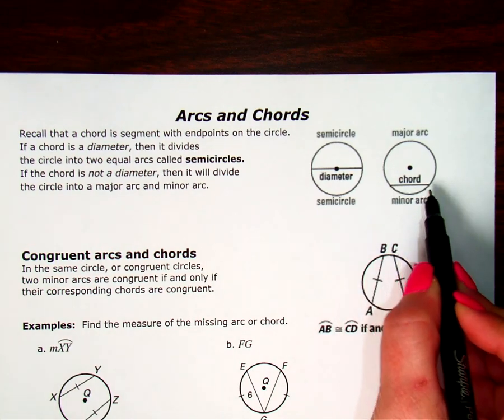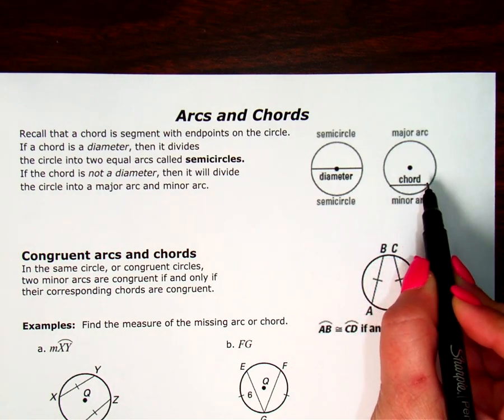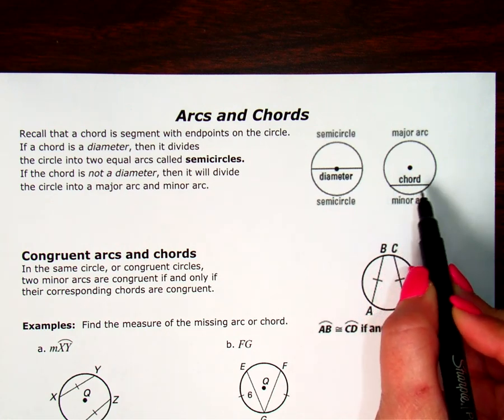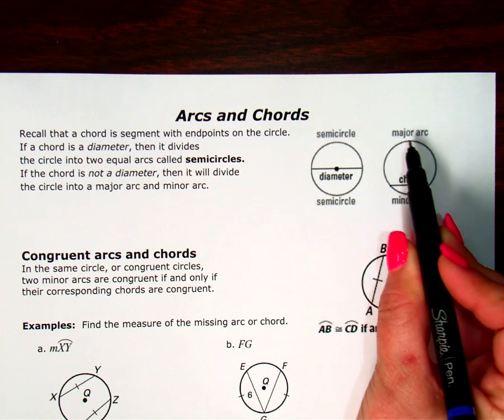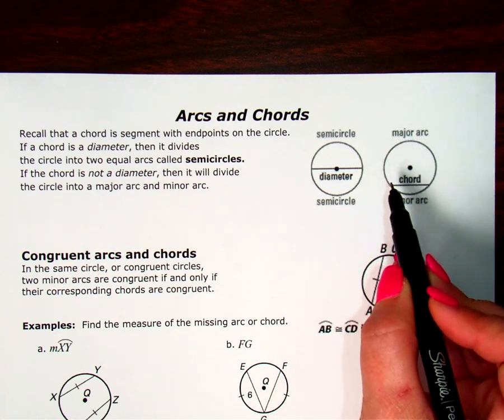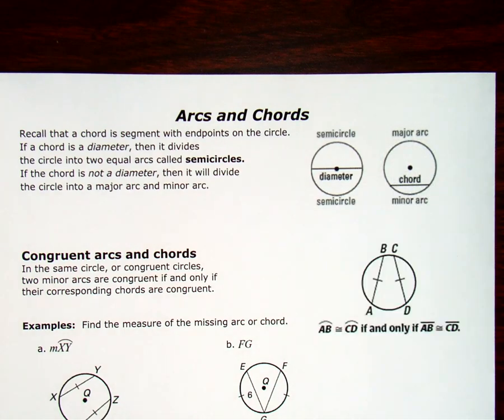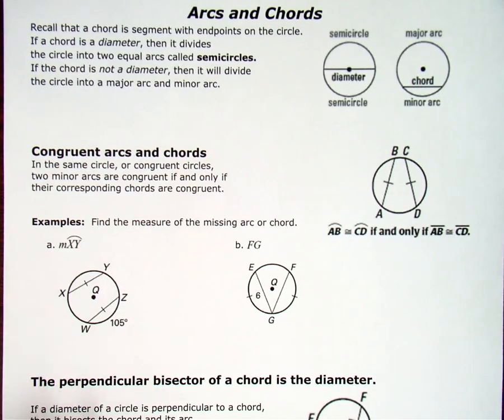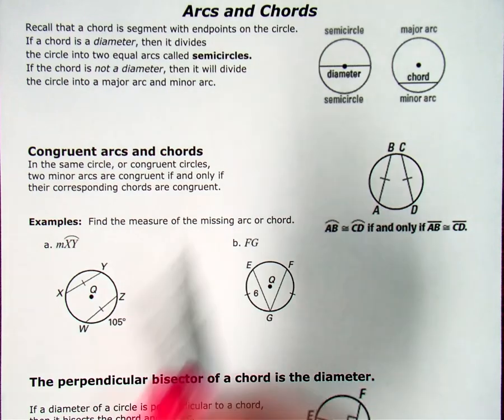If my chord is not a diameter, so it just has its endpoints on the edge of the circle, and it does not go through the center, then we're going to end up with a minor arc that's going to be less than half the circle, and a major arc that's going to be more than half the circle.